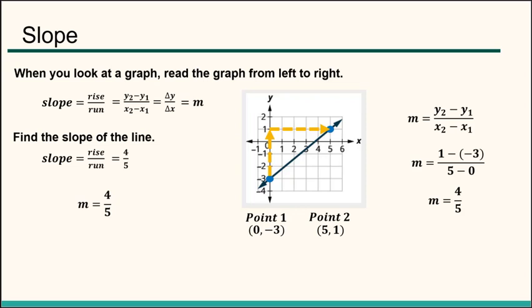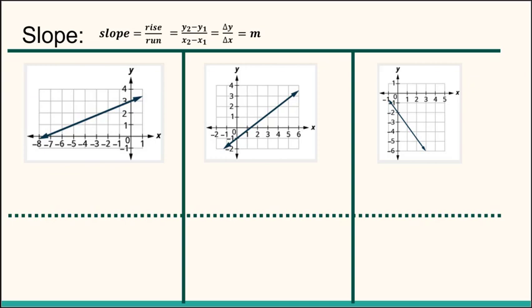Now, I'll just give you a hint. If the line is going uphill from left to right, it's going to be a positive slope. So watch your positives and negatives that way and make sure you have the right answer there. So when I look at these next 3 graphs, you can see that the first graph is going to have a positive slope because I'm going uphill. The second graph is also going to have a positive slope because I'm going uphill. The last graph has a negative slope because when I read this graph from left to right, I would be going downhill. So that would be a negative slope.